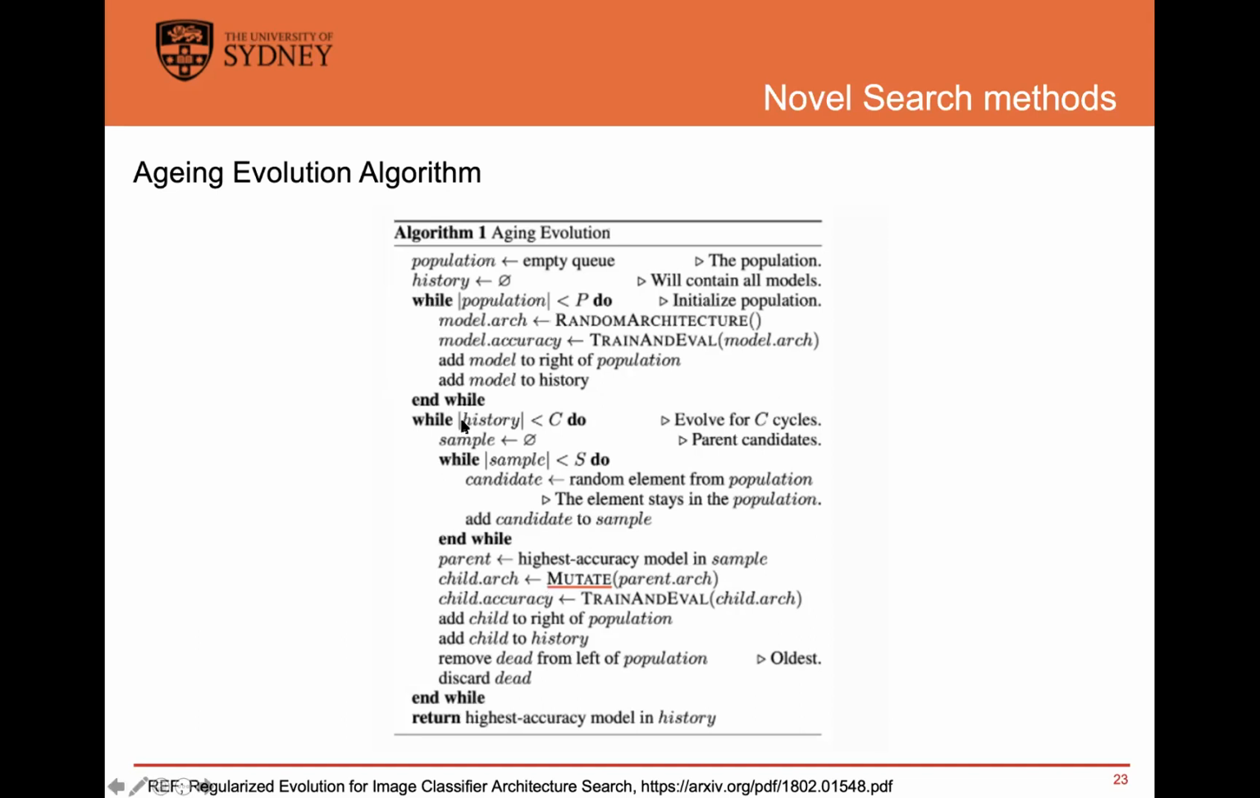And then after you've done the desired number of cycles, you just return the highest model in the history. The history keeps all of your evolution steps as well as the initial randomized ones. Obviously, hopefully the last couple will be the highest, but regardless, this will take the highest accuracy model in your whole history.